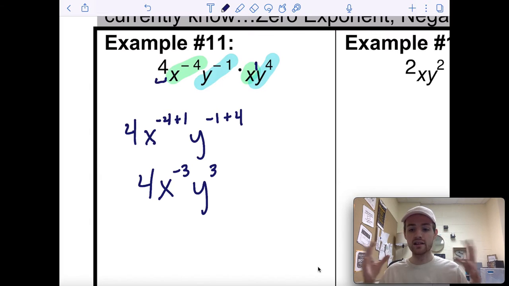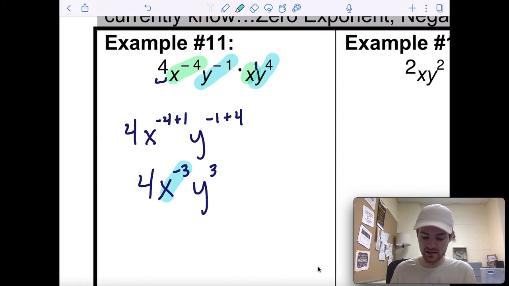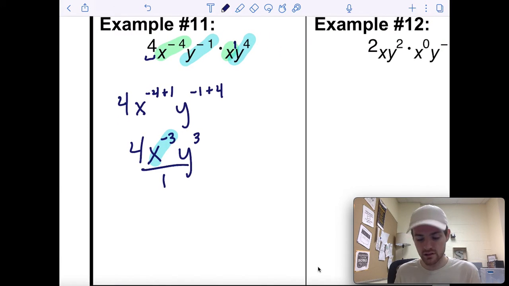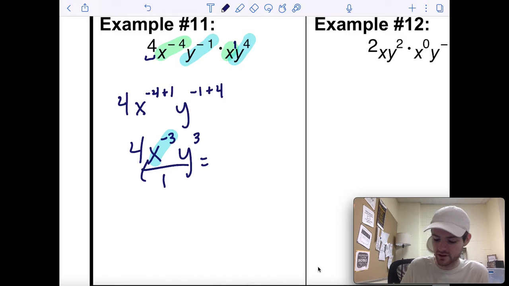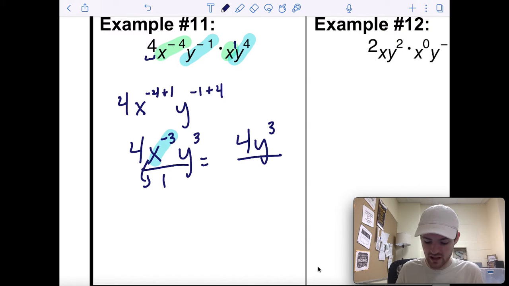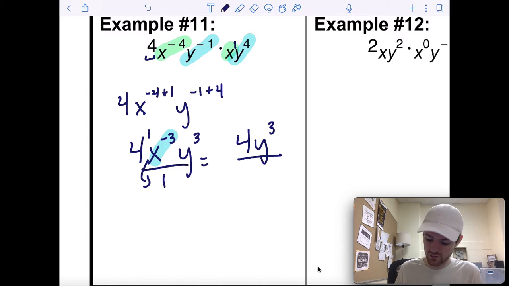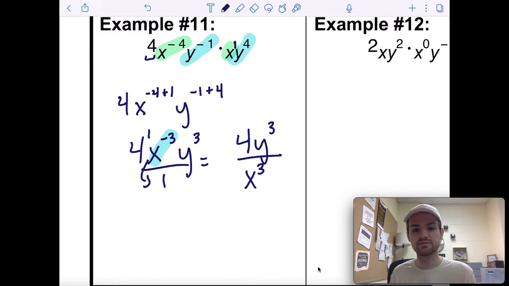Good. Now that we've combined all the bases as far as we can, let's look to see if we have a negative, which in fact we do. This x exponent is negative. So let's imagine that's over 1. Because it's negative, we need to take it and move it from the top to the bottom. So everything else will stay. The 4 will stay because it has an exponent of 1. The y will stay because it's a +3. The only thing we have to move is that x.